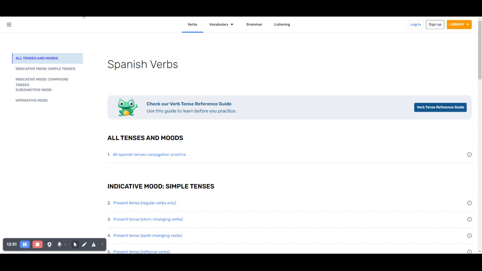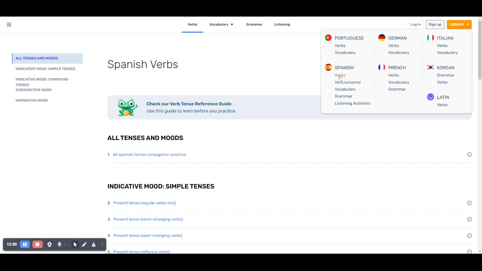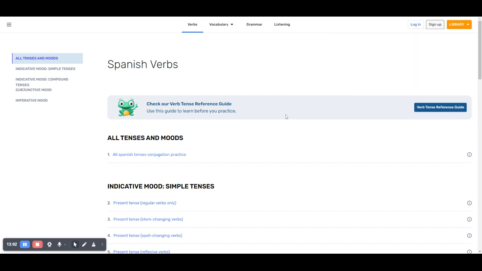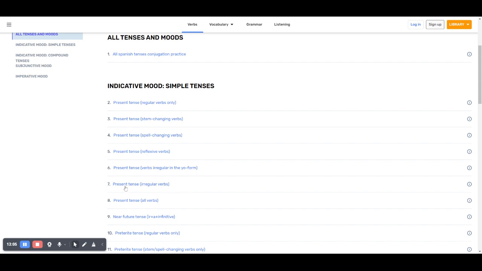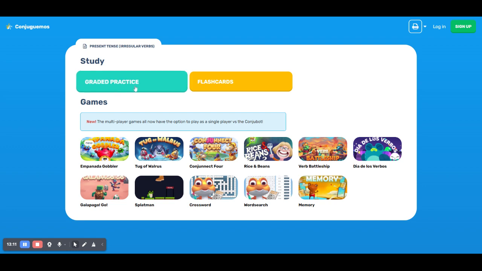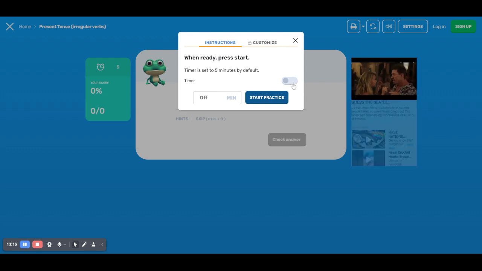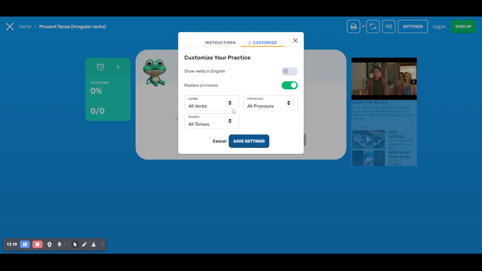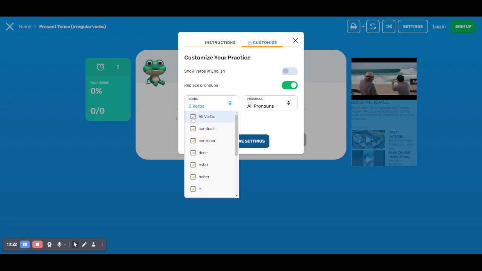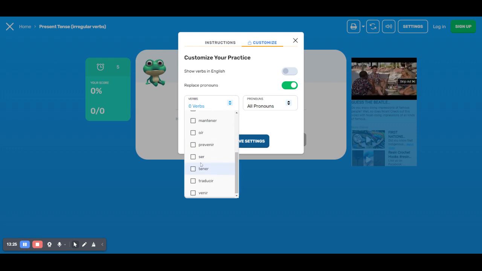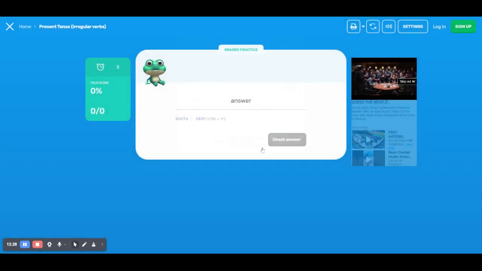Okay, so when you go to conjuguemos.com, you should go to the library, go to Spanish verbs, and then you're going to go to activity 7, present tense, irregular verbs. Go to the green graded practice. I always shut off your timer. And then you are going to want to customize. You do not want to do all the verbs. So unclick that one. Scroll down and find the verb ser. And then save your settings. And then it will ask you to conjugate.